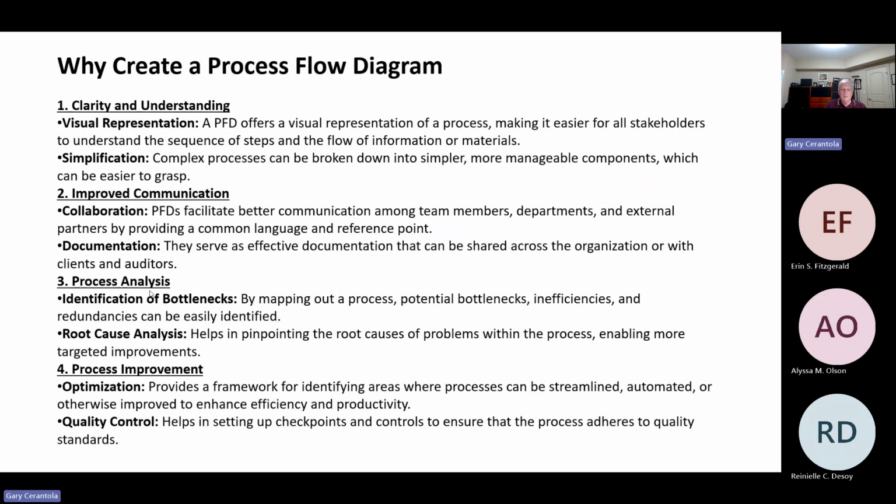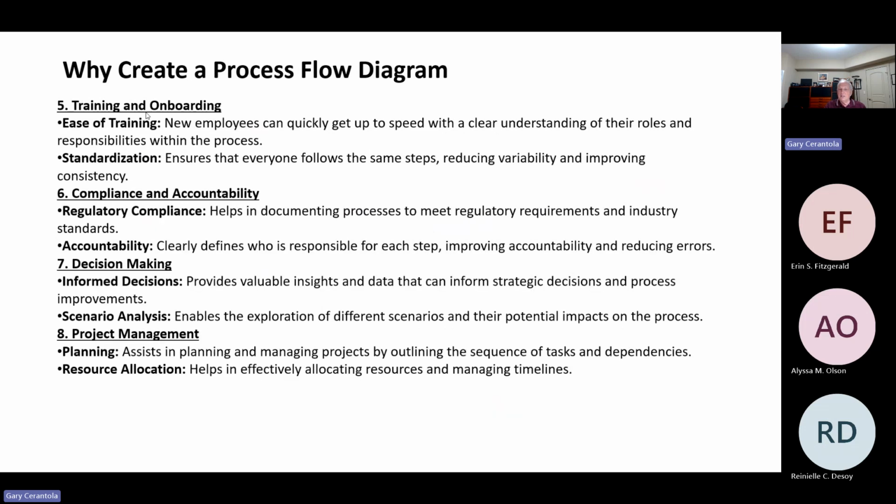And then identify bottlenecks and get some root cause analysis going on and say, oh, now we understand, it's this machine that is causing us delays, and let's change that machine, or let's fix it, or whatever. And then do some optimization and quality control and process improvement. And then once that process flow diagram is together and it's optimized, then you can use it to train and bring on people, and so they understand what they're dealing with.